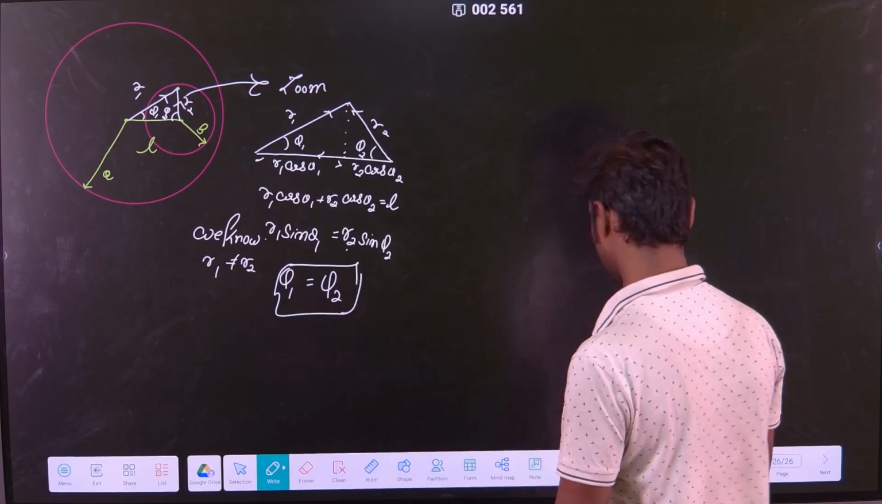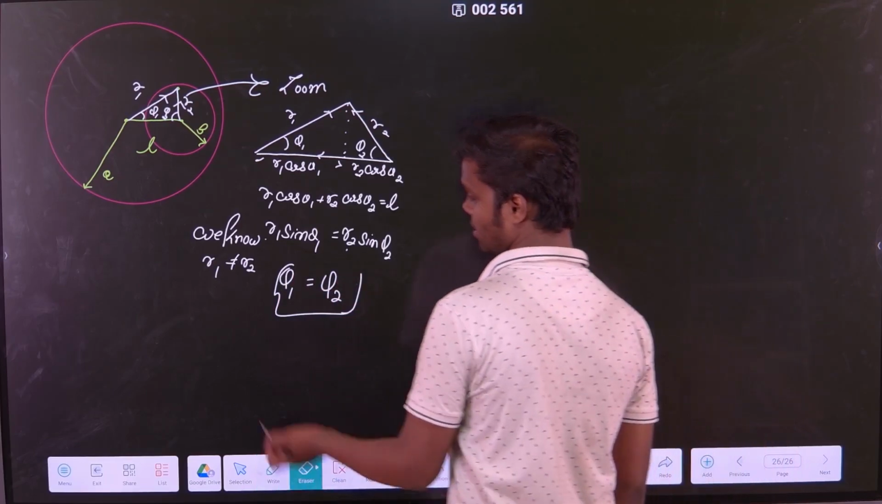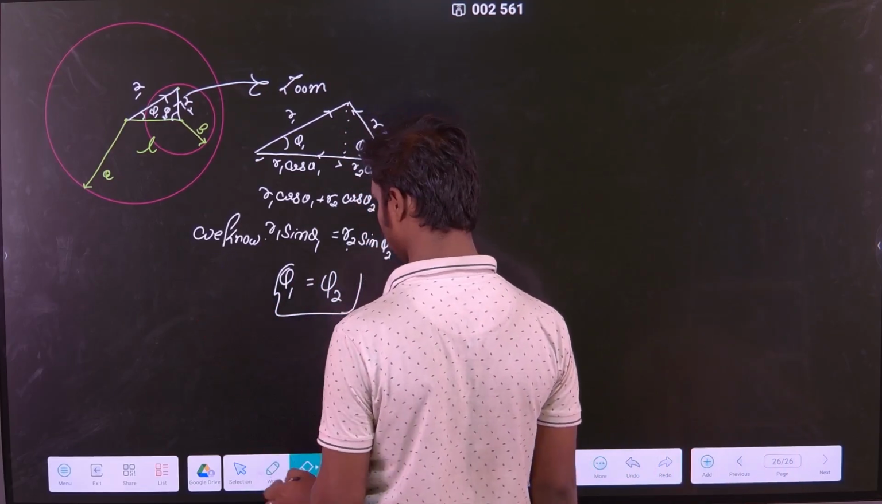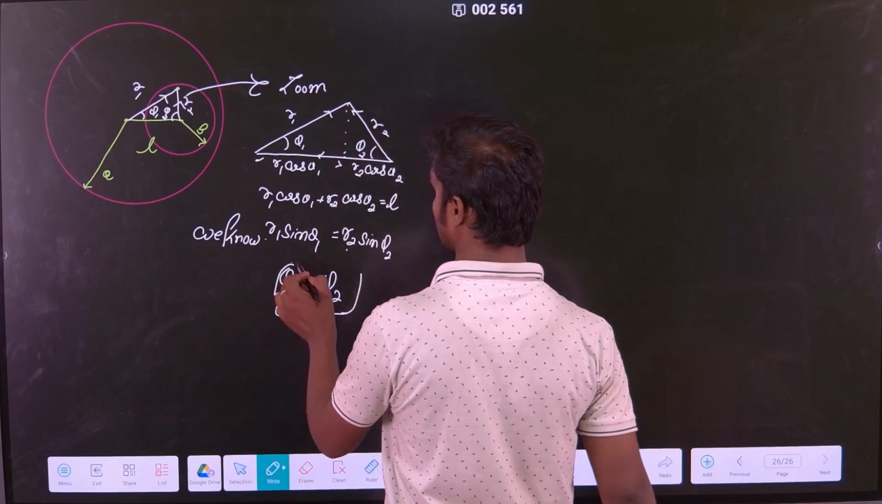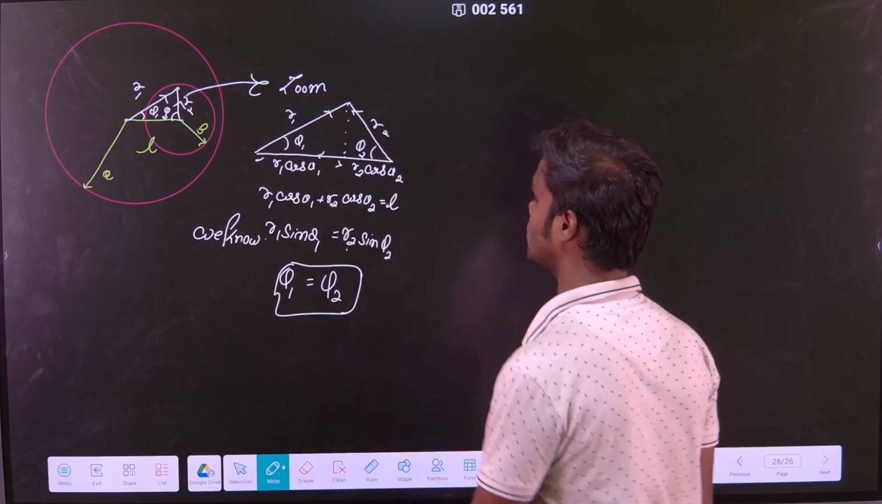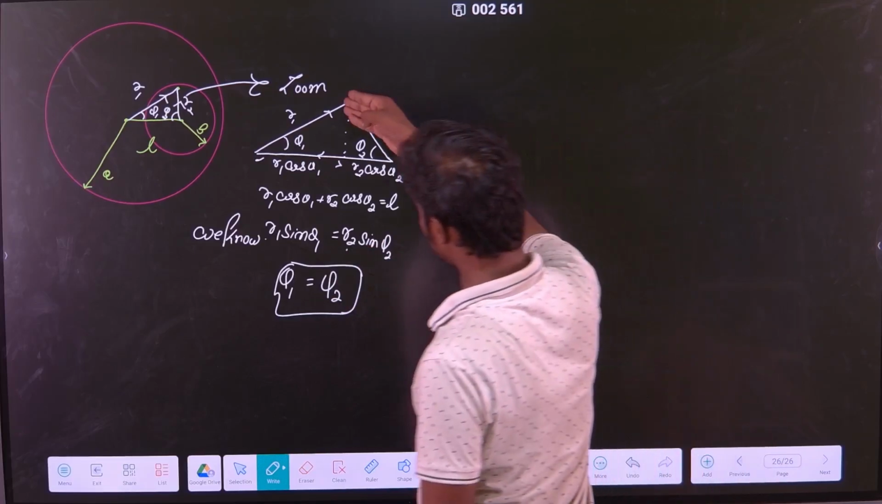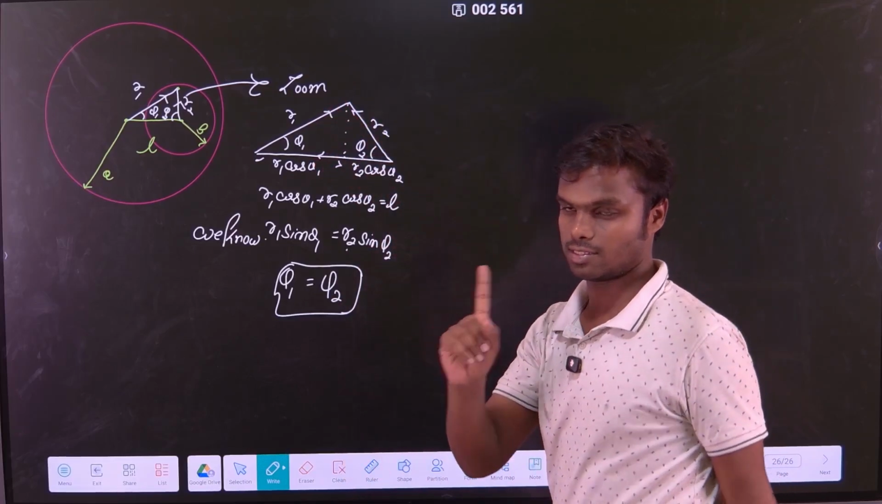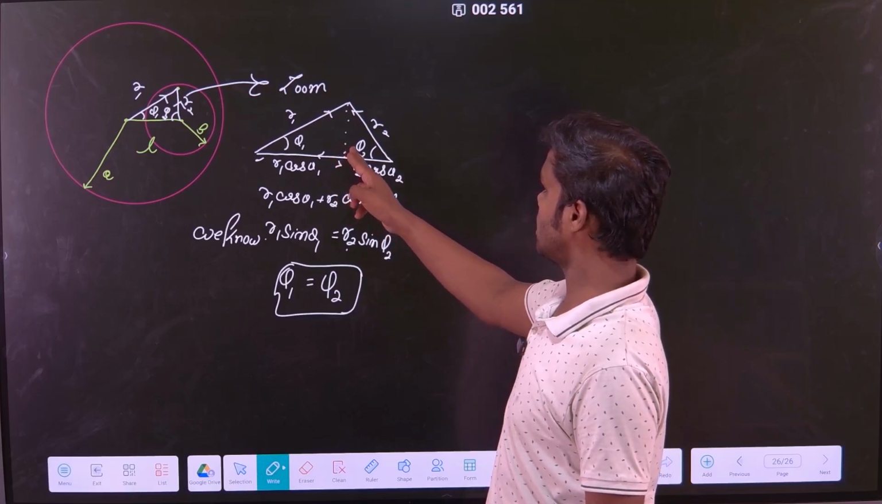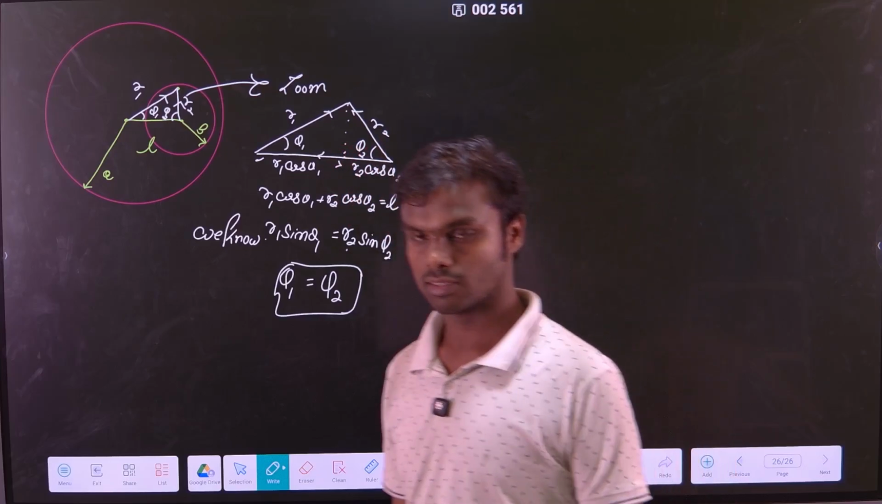Maybe it's not always true, it can be anything, but there are two theorems that come into the picture for writing theta 1 is equal to theta 2. First, you can see this one side is common between the two triangles. Second, this angle is also 90, this angle is also 90. Clear? That is another rule.